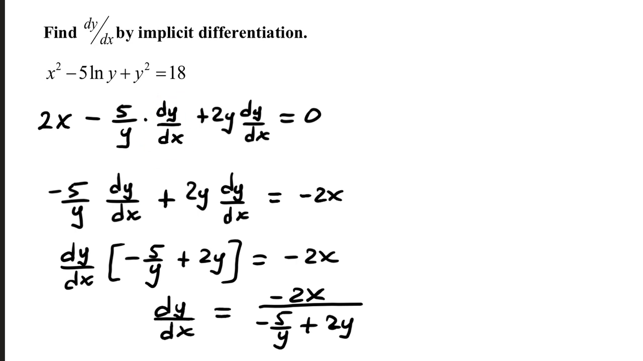The third term is y squared, which has a derivative of 2y dy dx. These two terms have dy dx, so I'm going to leave them where they are. Moving 2x over, it becomes negative. Factoring out dy dx leaves us with negative 5 over y plus 2y. Dividing both sides by what you see in the brackets gives us the derivative: dy over dx equals negative 2x over negative 5 over y plus 2y.